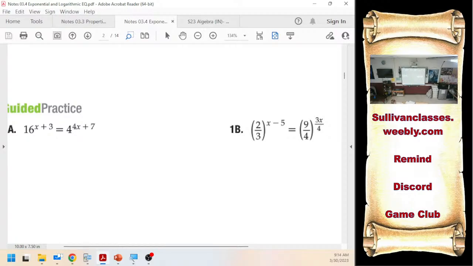Do not guess it. You better know your powers of 2 and 3, and they're flipped. How do I flip things with exponents? Oh, you just do negative. There you go. So if it got 2 squared and it got flipped, negative 2. Negative 2. For the 9/4. Uh-huh.